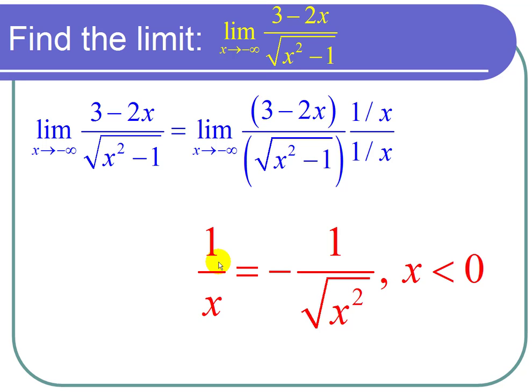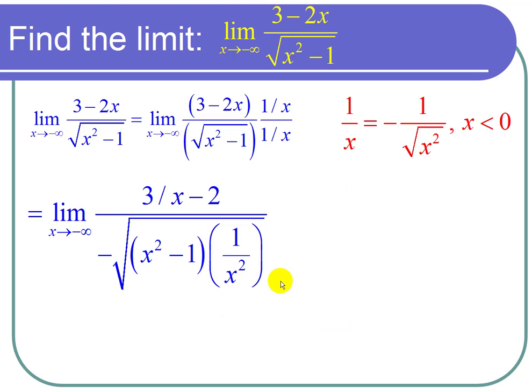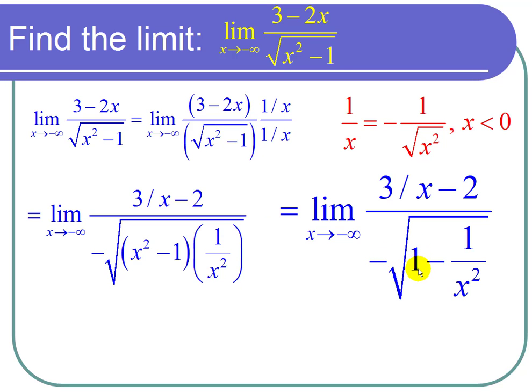So now that we know that, when we multiply through, we can say that 3 minus 2x times 1 over x is 3 over x minus 2. And notice that there's a negative sign outside the square root when we multiply by 1 over x squared inside the square root. Now multiply through. And in the root, I now have 1 minus 1 over x squared. So we're in good shape now because all the x's are in the denominator.